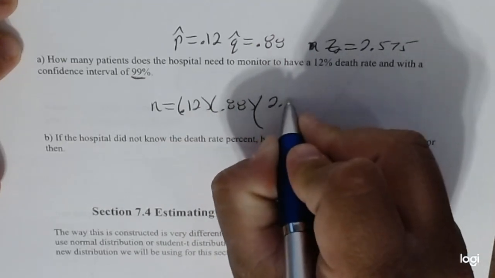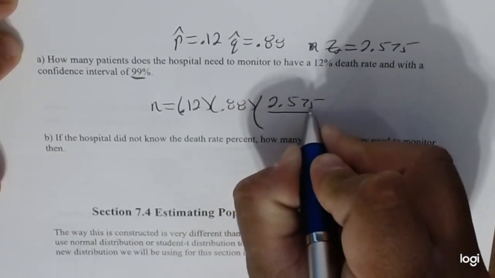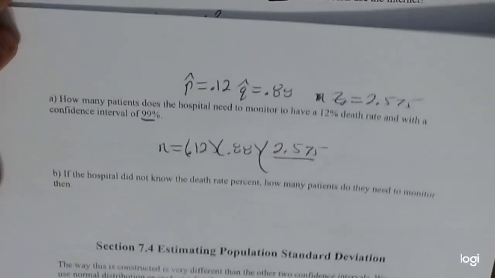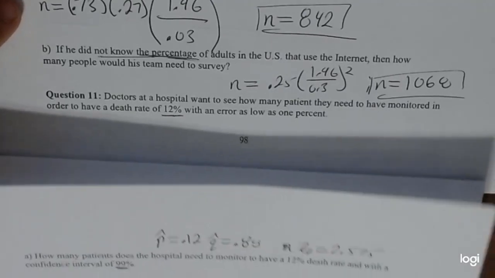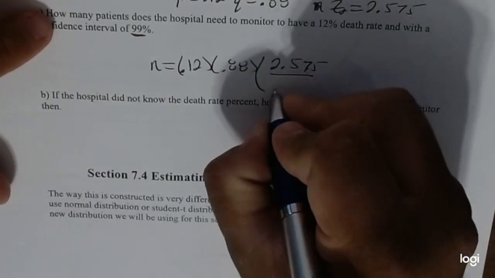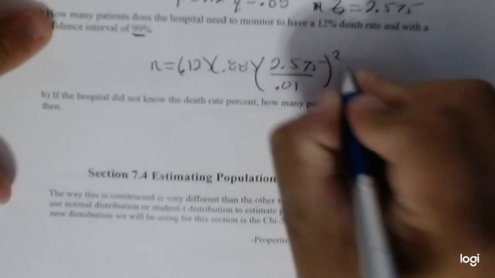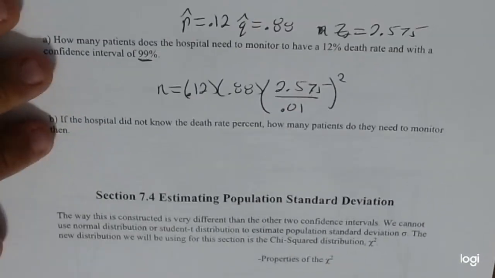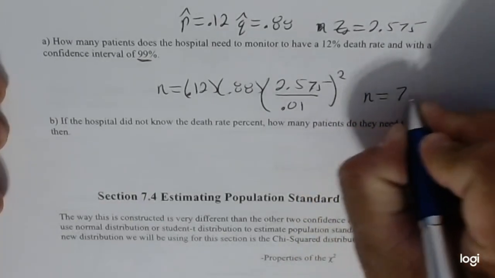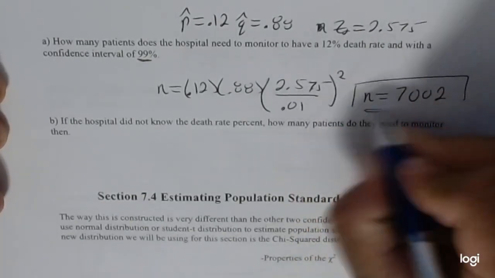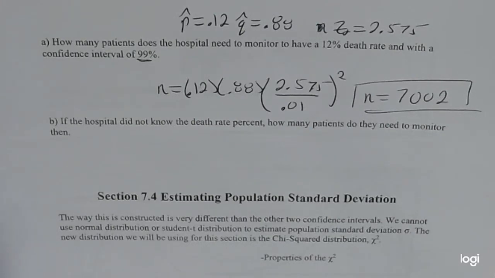times 2.575 over... Now, what is our margin of error, though? Our margin of error was as low as 1%. So 1% in decimal form is 0.01, and then squaring it. Okay, so once we get all this and slowly break it down, you should get, and obviously rounding up, 7,002 people need to be monitored.